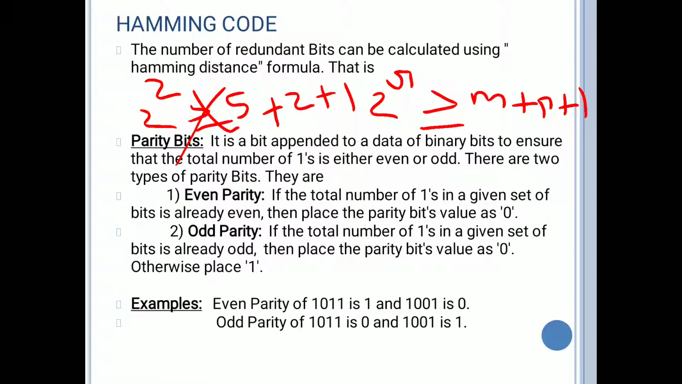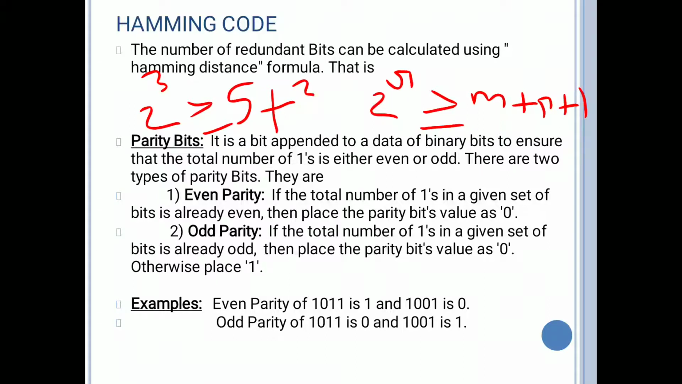That means 2 redundant bits are also not sufficient. Then now increment the value of r by 1, so that is 3. r is equal to 3. 2 to the power of 3 greater than or equal to 5 plus 3 plus 1. So 2 to the power of 3 means 8, and 8 greater than or equal to 9.